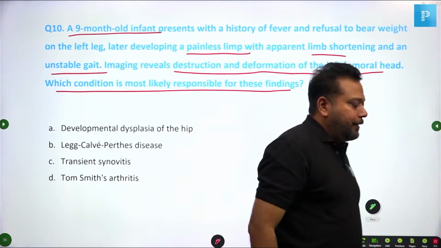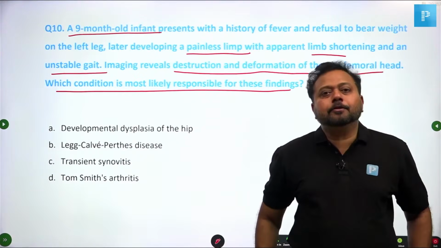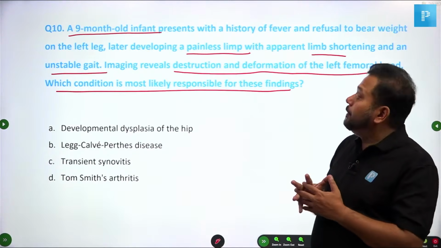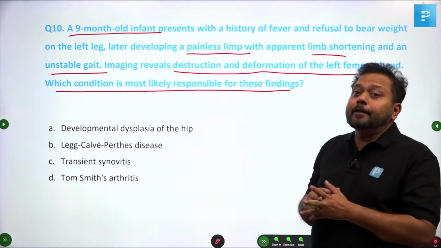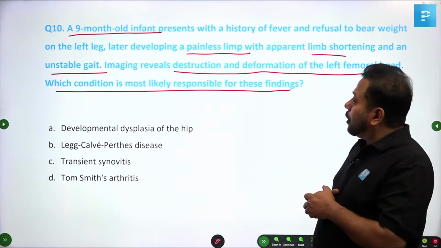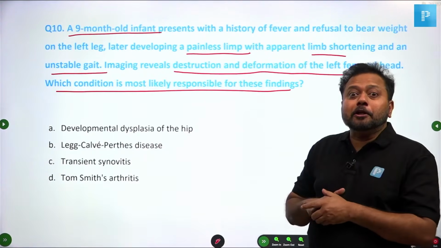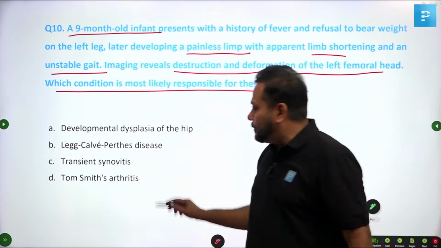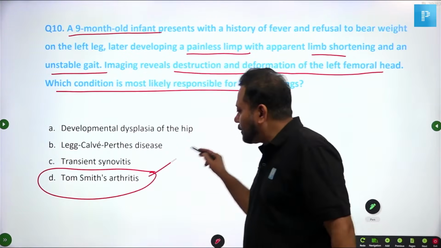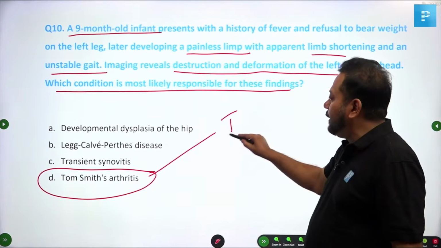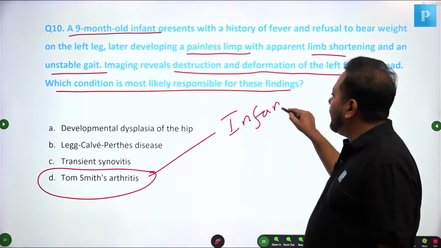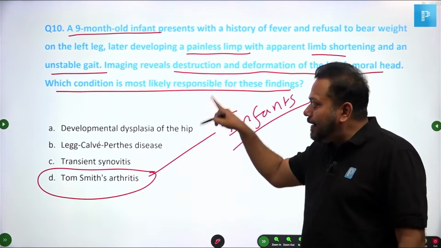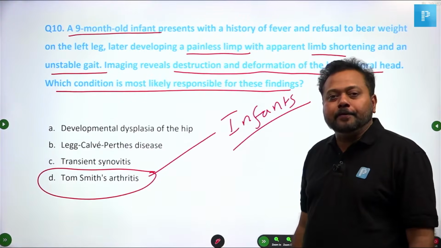So it is 9 months, that means he is an infant. Later a painless limp, refusal to bear weight in the beginning, and limb shortening. Imaging shows destruction of the head. What could be the probable diagnosis? It is Tom Smith's arthritis, because Tom Smith arthritis happens exclusively in infants. Infant means less than 12 months. The age is 9 months, so this is a classical presentation of Tom Smith's arthritis.